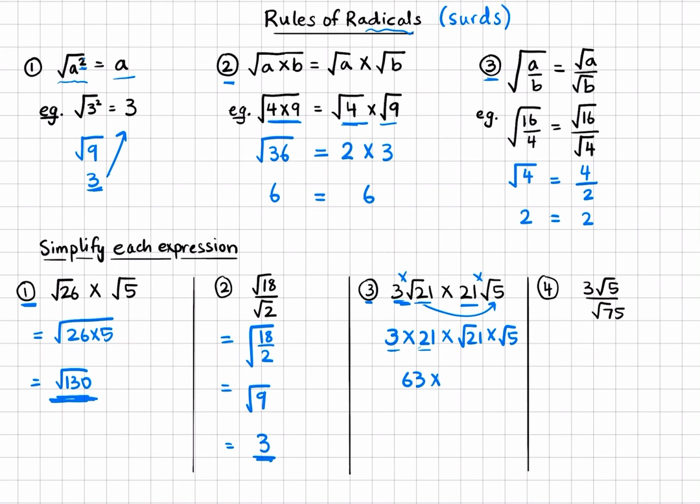Multiplied by, and for the second part here, these two square roots, I'm going to bring them under one square root using rule number 2. So I get 63 square root, and 21 times 5 is 105. That's it, that's my final answer.